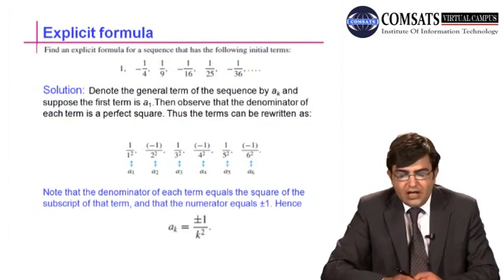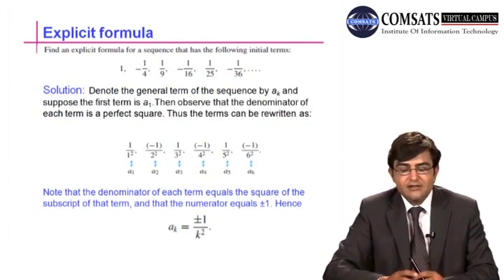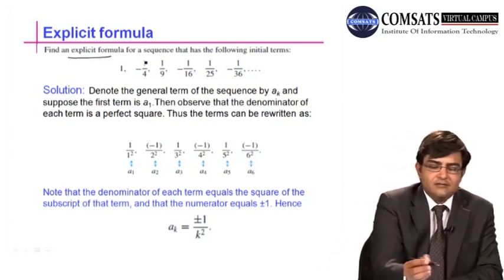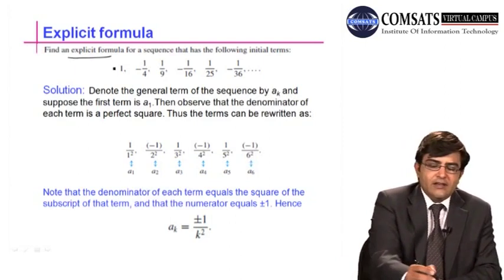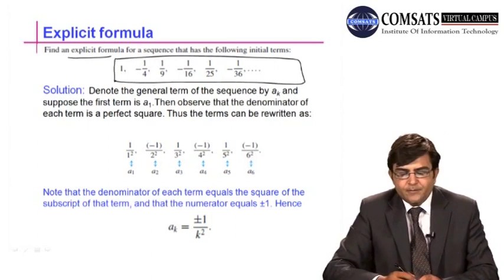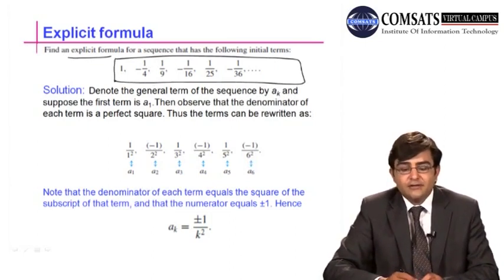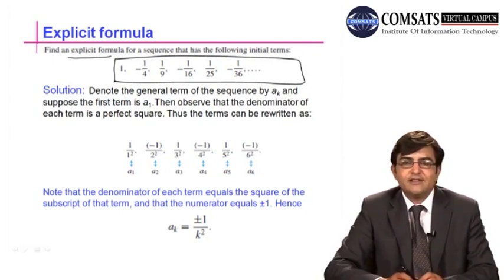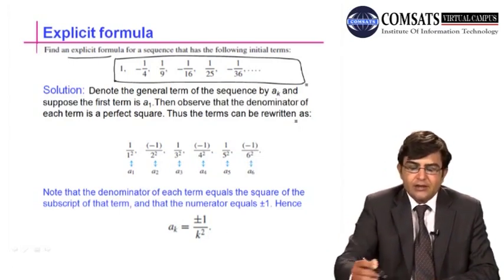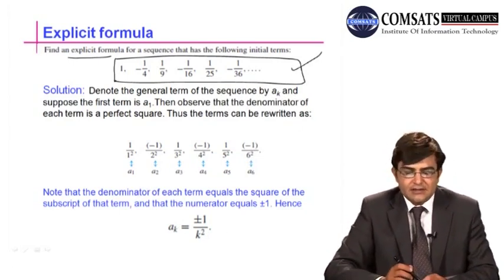Next is how to find a general term of a sequence from a given sequence. The general term is also called the explicit formula. Now we are given a sequence and we have to find the general term of this sequence, or kth term, or nth term, or we have to find the explicit formula of this sequence. So here is the sequence which is given to us.